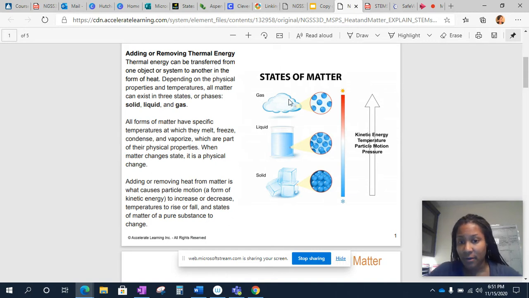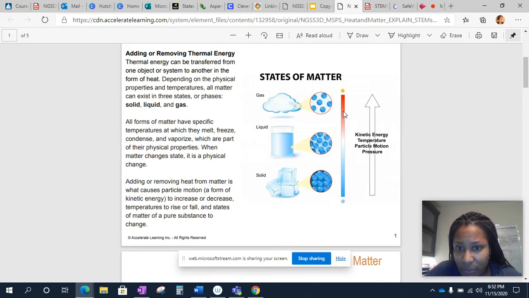So let's study the diagram real quick, shall we? Here's a cloud or water vapor, which is a gas. Here's liquid water. Here's the solid, water as ice. And I want you to look at the spacing in between the particles of matter in each one of these different states of matter. In the gas, they're spread far apart. In the liquid, they're close together. And in a solid, they're tightly compacted together.